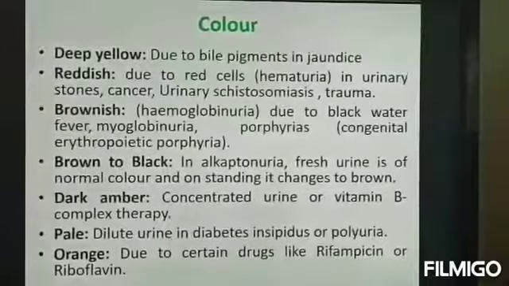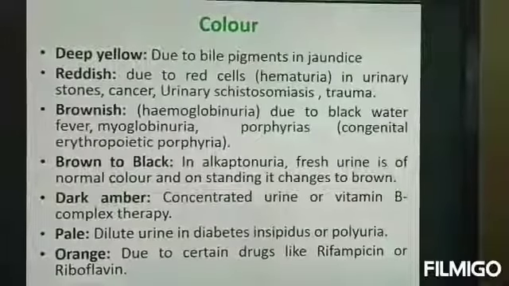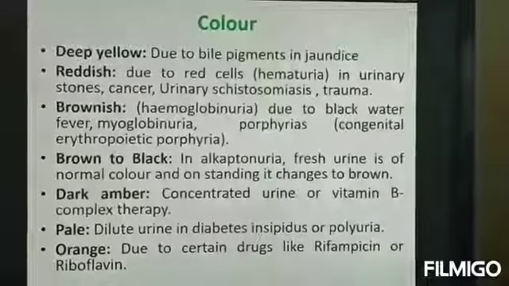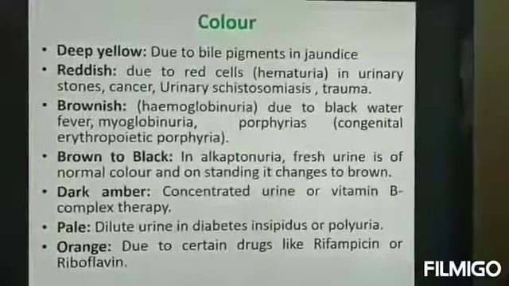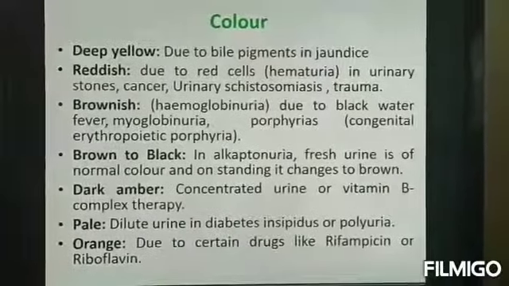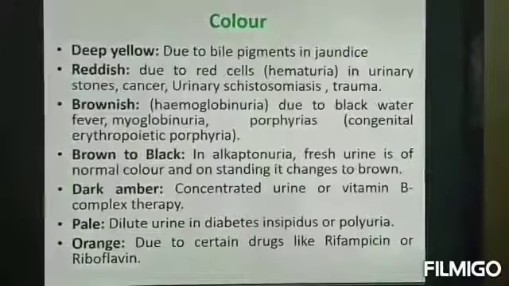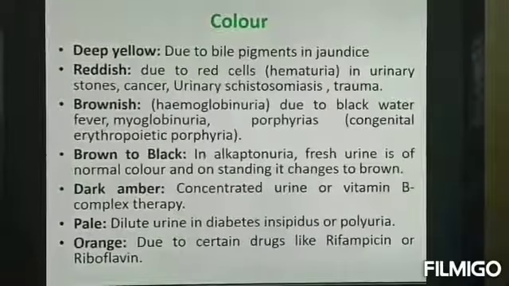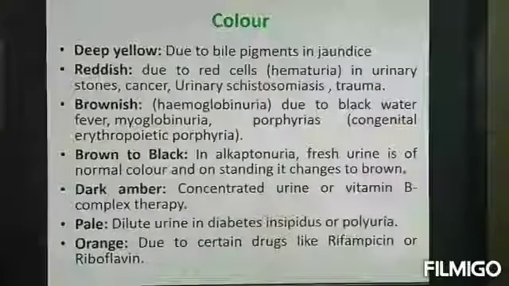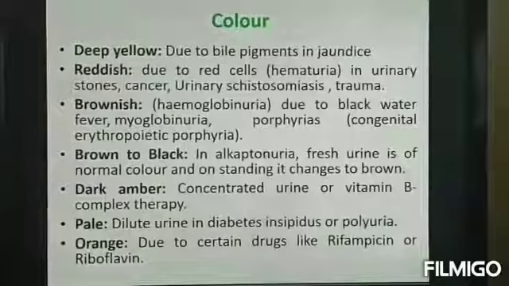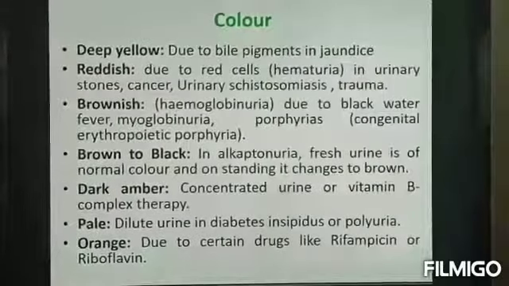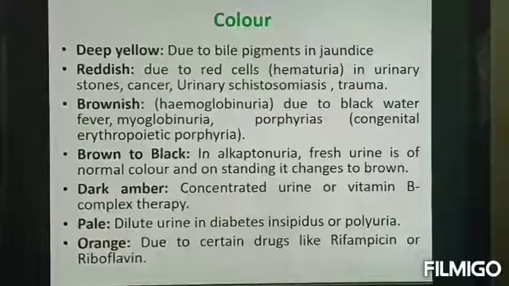Second indicator is color. Normally a fresh urine sample is colorless. Different types of color are present in different disease conditions. For example, deep yellow color is due to presence of bile pigment in jaundice, reddish color is due to red cells in urinary stone, cancer, urinary schistosomiasis and trauma. Brownish color of urine is due to black water fever, myoglobinuria and porphyria. Brown to black color of the urine is seen in alkaptonuria.